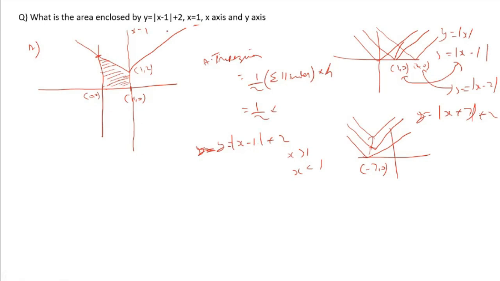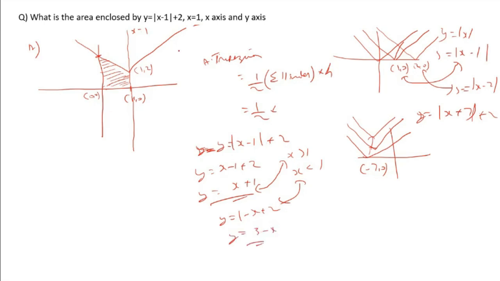So this part of the graph is basically corresponding to y equal to mod x minus 1 plus 2 such that x greater than 1. So for x greater than 1, the equation would become x minus 1 plus 2, which is y equal to x plus 1 for x greater than 1. For x less than 1, it becomes y equal to 1 minus x plus 2, because this will always be positive because it's a modulus, right? Modulus is always positive. Now, x less than 1 would make it 1 minus x. So 1 minus x plus 2 would be 3 minus x.